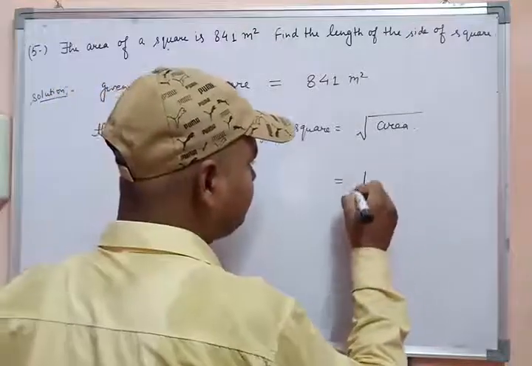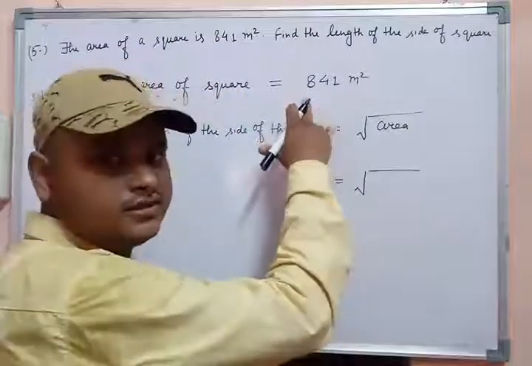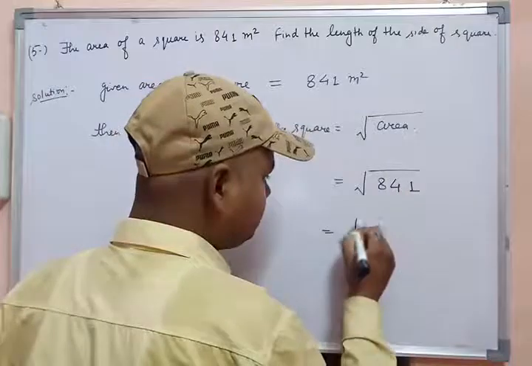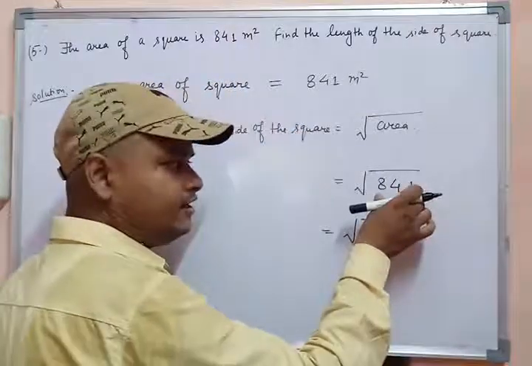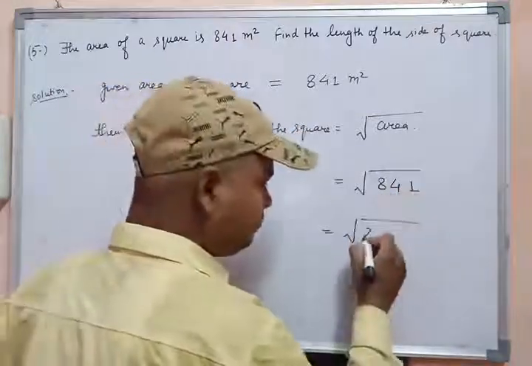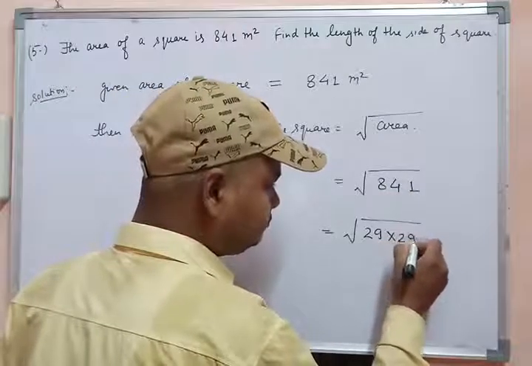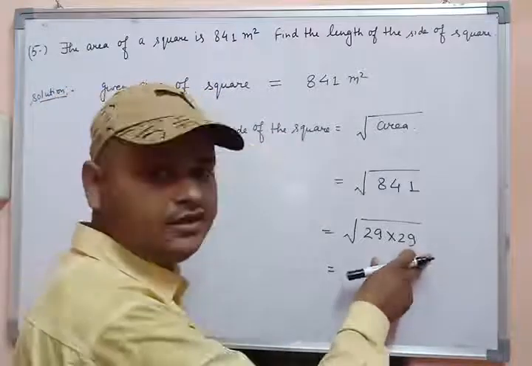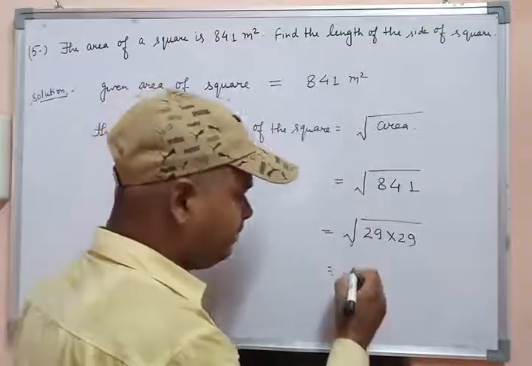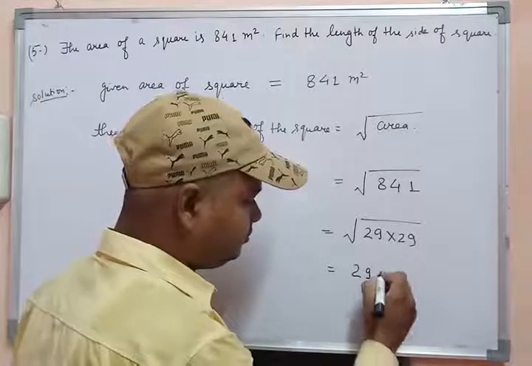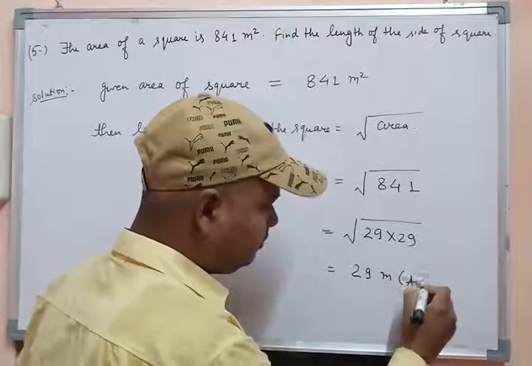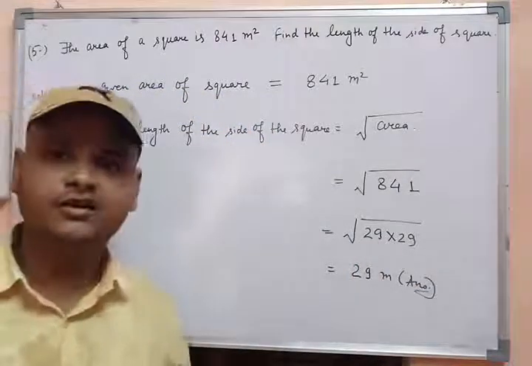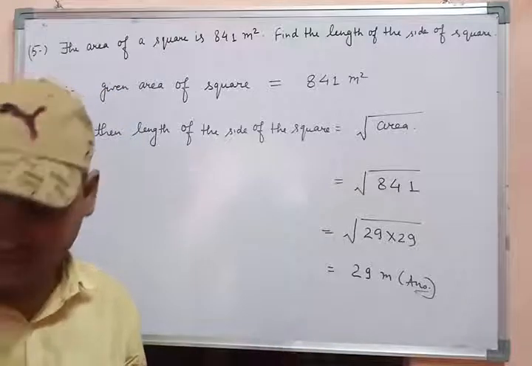Now we can write, given area of the square is 841. This can be factorized by prime factors: 29 multiply 29. Here the pair of factors of 29 is 1 pair, so the answer of this question is 29 meter. So student, before moving on to the next question, pause the video to note it down in your copy or take a screenshot.